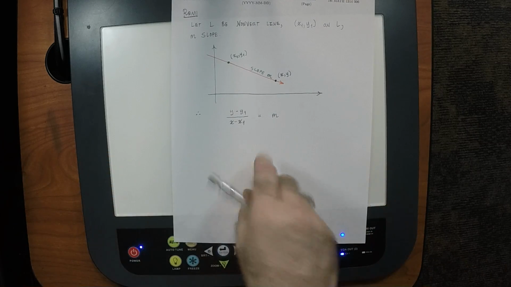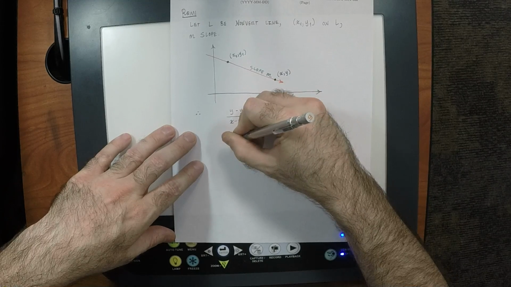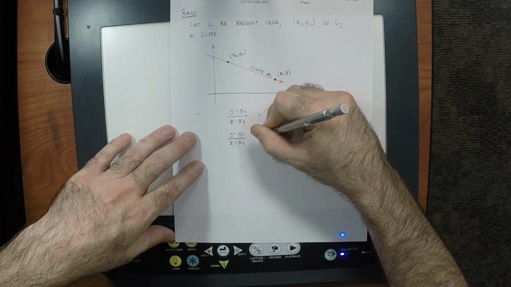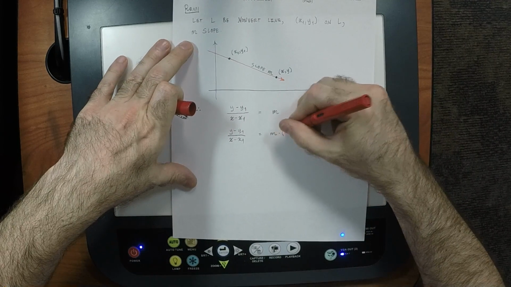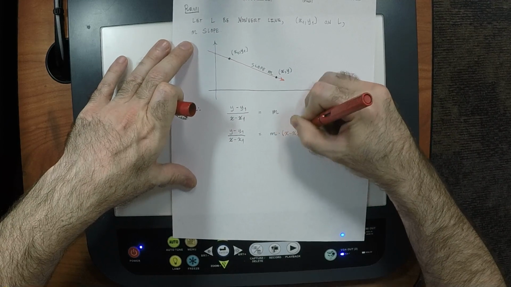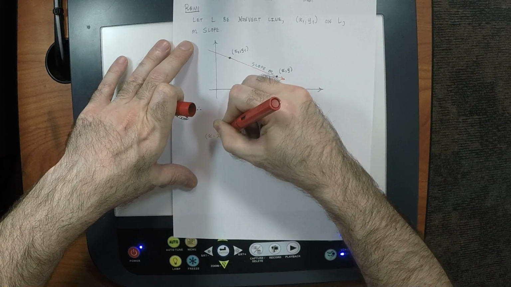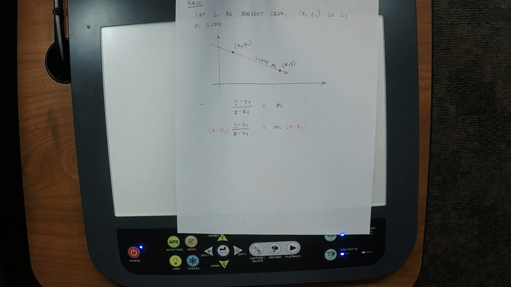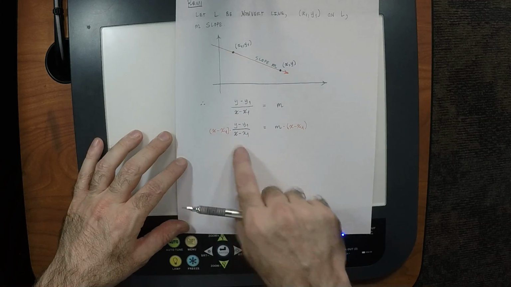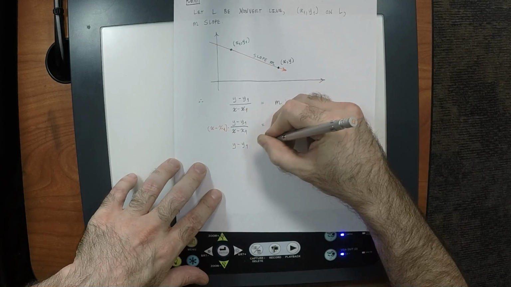So now I'm going to take that equation and multiply both sides by x minus x1. And what happens on the left-hand side? We get a cancellation, right? So the x minus x1s cancel, and we obtain this.